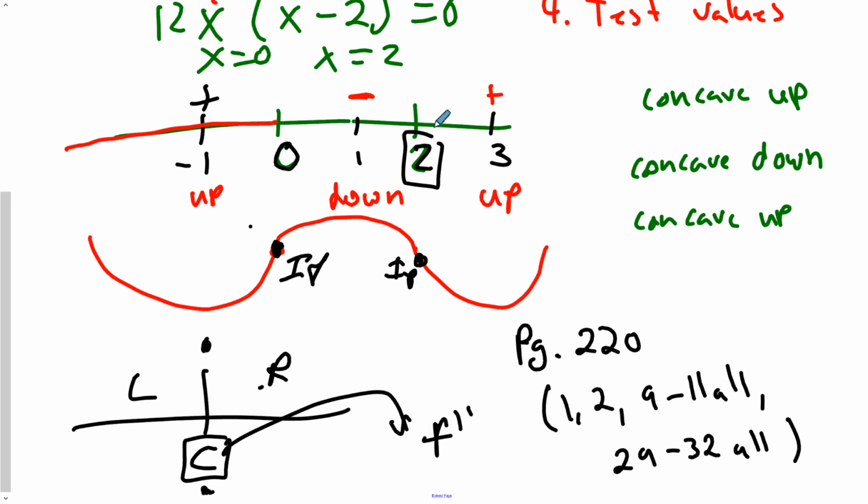So usually what I do is I either do the first derivative test and the concavity test, or I do the concavity test and the second derivative test to find everything that I need, because I need to find concavity, I need to find inflection points, and I need to find those maxes and mins. Okay, so that's it.